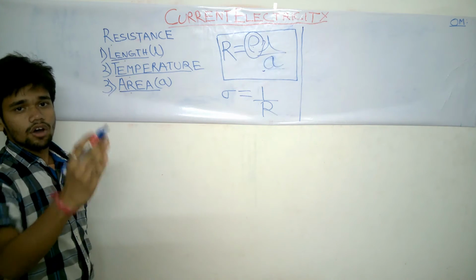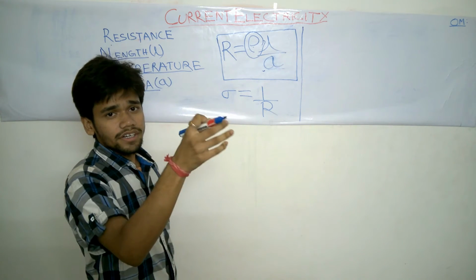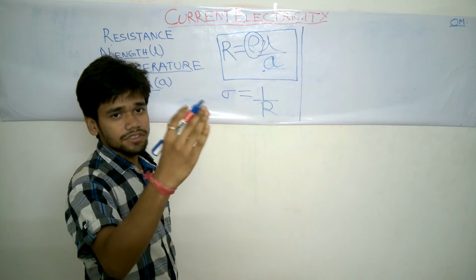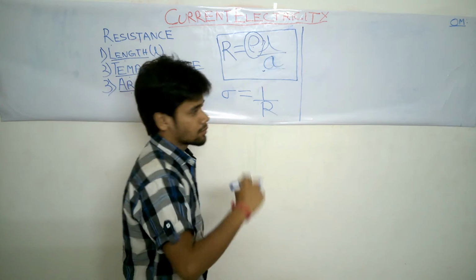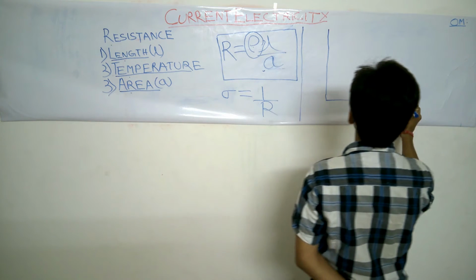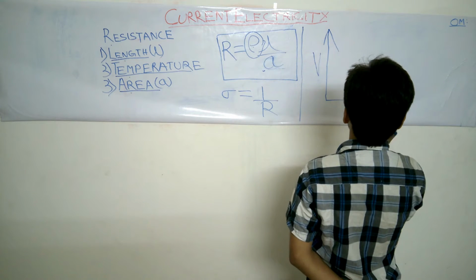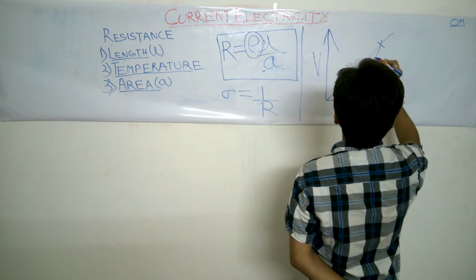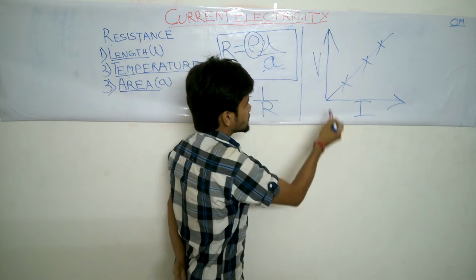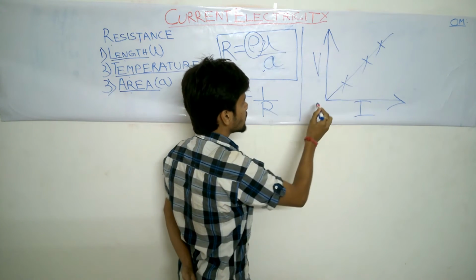Now, ohmic conductors and non-ohmic conductors. What are these? Ohmic conductors are those materials which obey Ohm's law, and non-ohmic conductors are those materials which do not obey Ohm's law. Now I will explain this concept with a graph. So here we have a graph of voltage and current. As you can see in the graph, voltage is on the y-axis, current is on the x-axis. Now as we know, voltage is directly proportional to current, so we are getting a straight line.